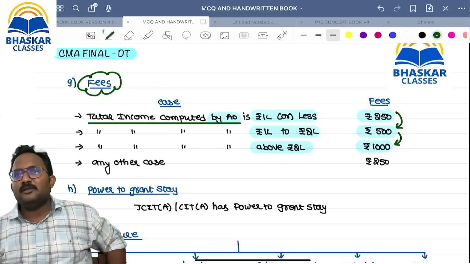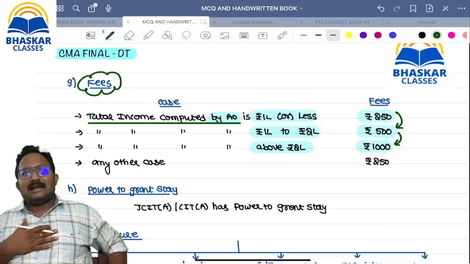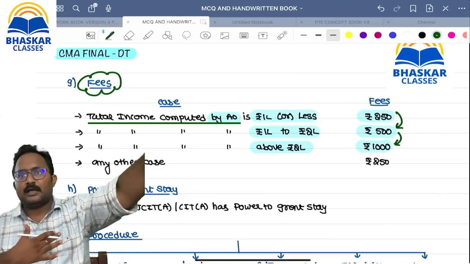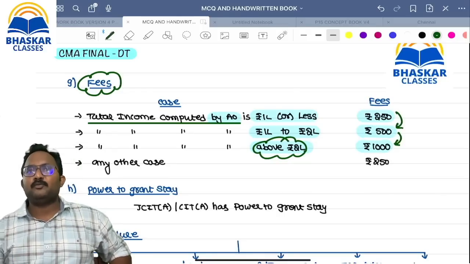Why are you thinking from an individual's point of view? Company is also there, partnership firm is also there. Remember that. Even if I declare 10 lakh total income, and the assessing officer determines 12 lakh, in which case does it fall? Above 2 lakh. What is the fee? 1,000 I need to pay before making an appeal.